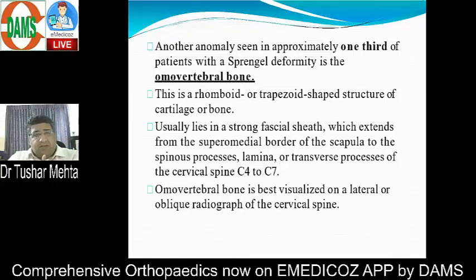It can be asked in one of the viva questions also. So you can very well say that it is one of the classical associations of Klippel-Feil deformity and Sprengel's deformity, best seen on an X-ray of the cervical spine in lateral and oblique view. An accessory bone or cartilage, which is rhomboid or trapezoid in shape, extending from the superior margin of the scapula and getting connected to the transverse process, or the laminae, or the spinous process of C4 to C7.